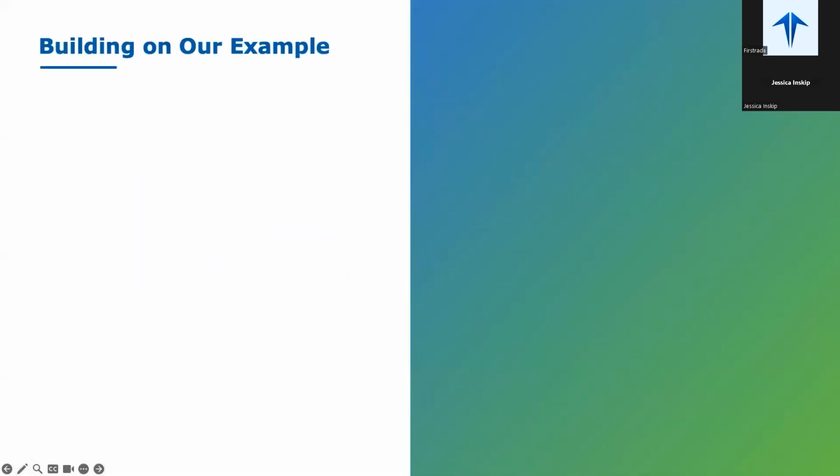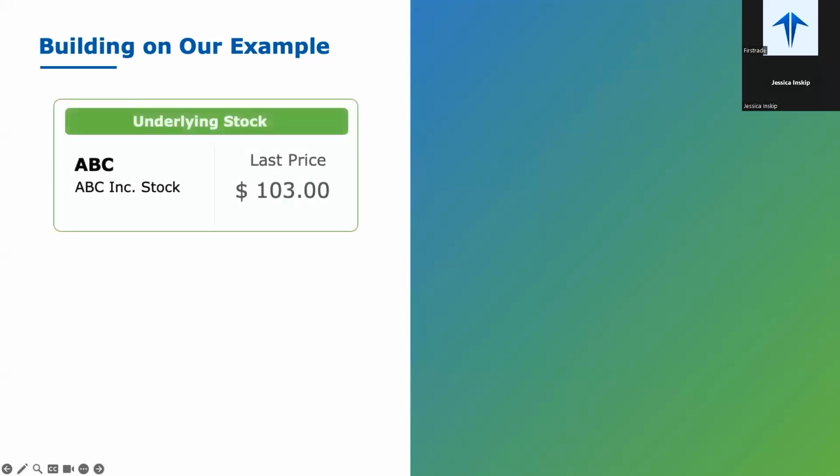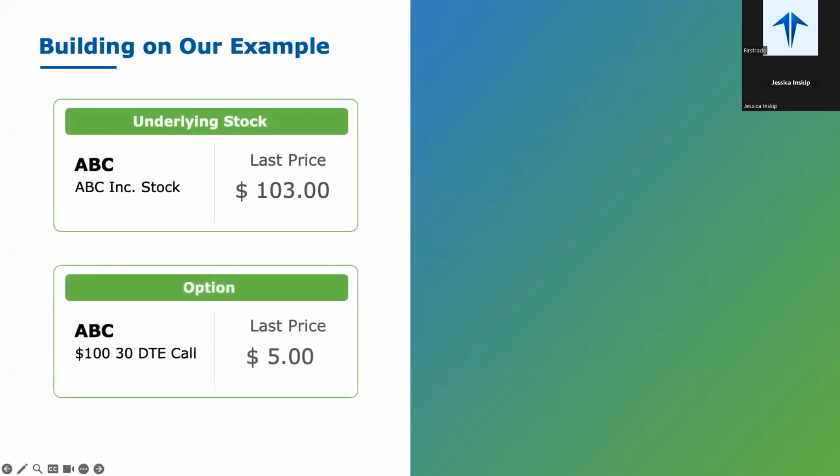So let's build on that example. We're going to stick with ABC Incorporated stock, and let's say it's at $103 per share. And we've got an option. It's a strike price of $100. It's 30 days left until expiration. It's issued as a call, and that premium or the last price of that option is $5 per share.